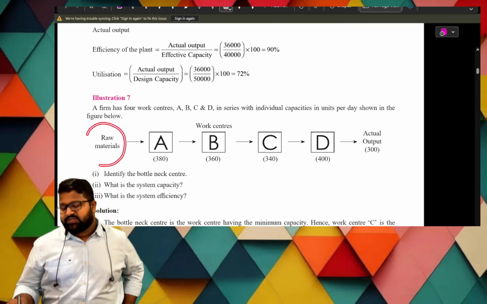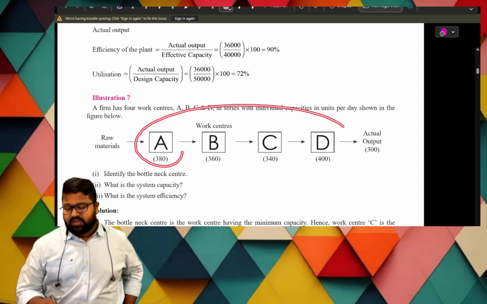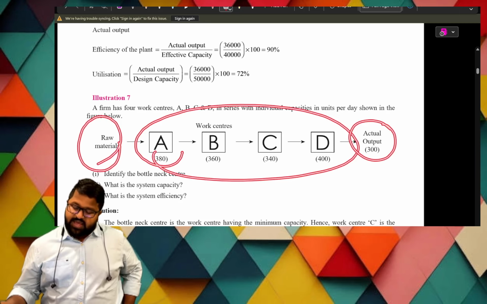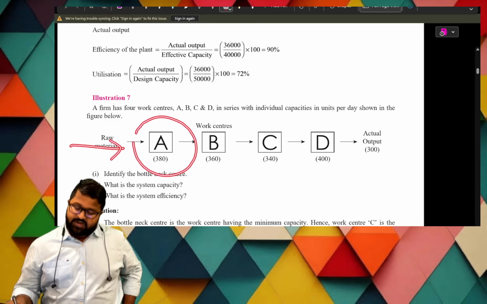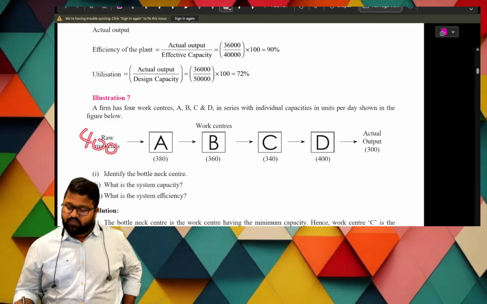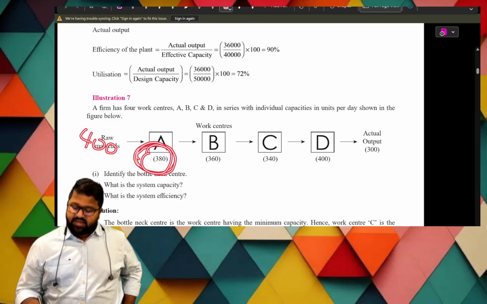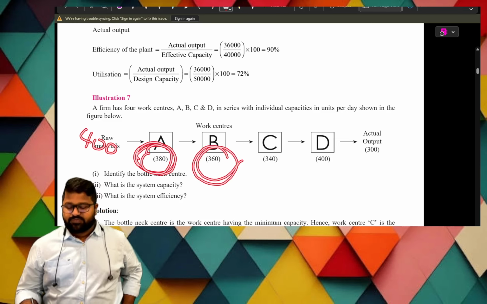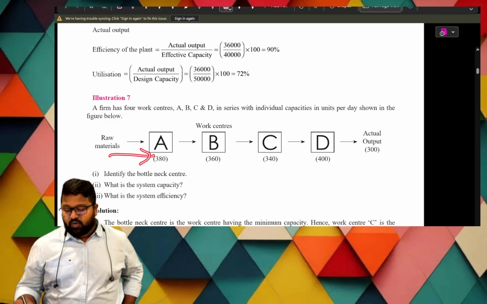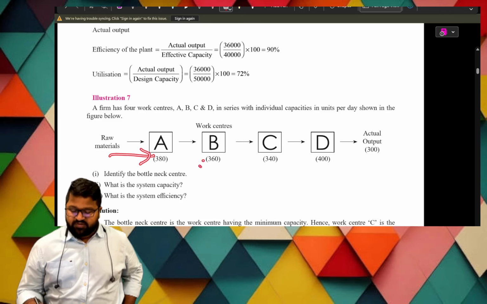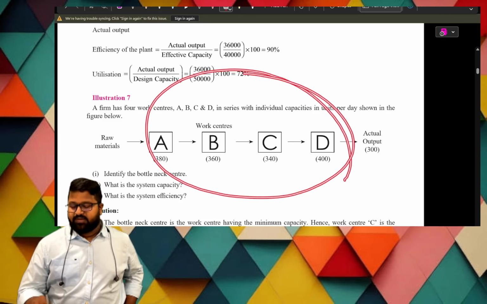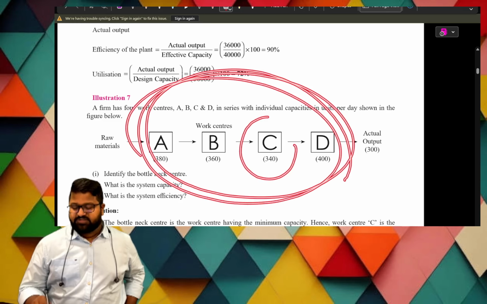Here raw material is introduced, and it passes through these areas and comes out. However, one important point is that I can introduce as much as I need, but how much can it accept? 380 only. Even if I introduce 400 units, it can accept only 380. In the same way, B can accept 360, C can accept 340. So even though I introduce 380, only 360 can be taken, or only 340 can be taken, and maximum 400. So what is the limiting factor? C is the limiting factor, which is lowest.